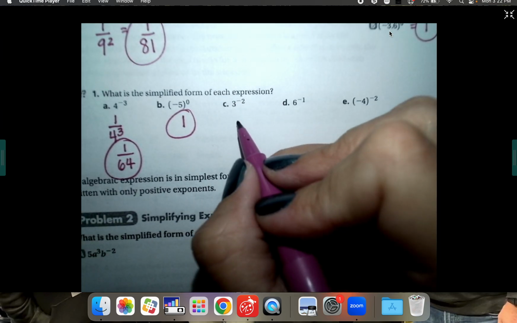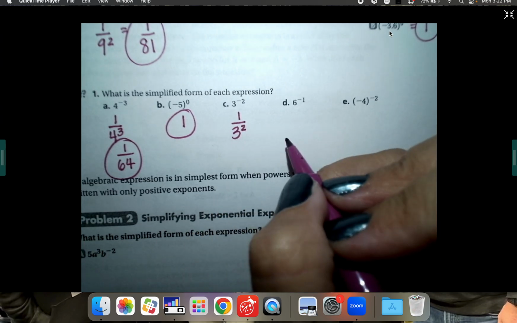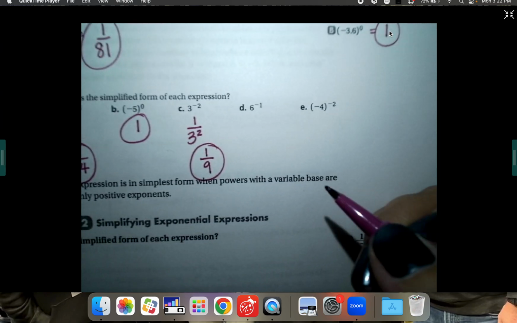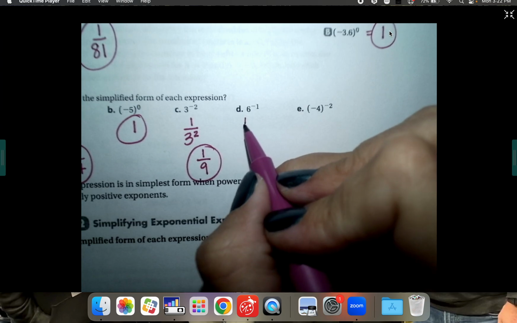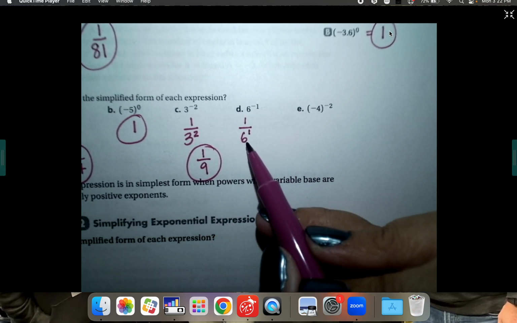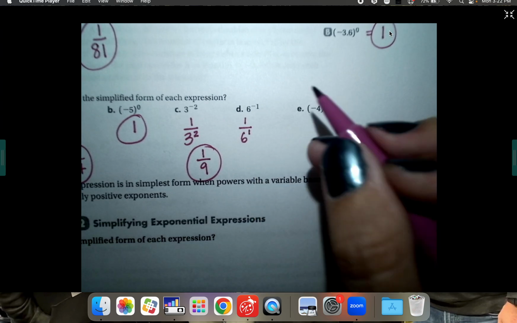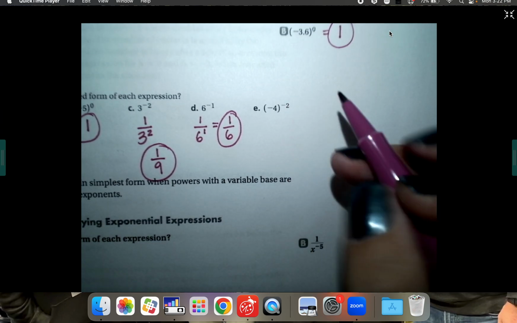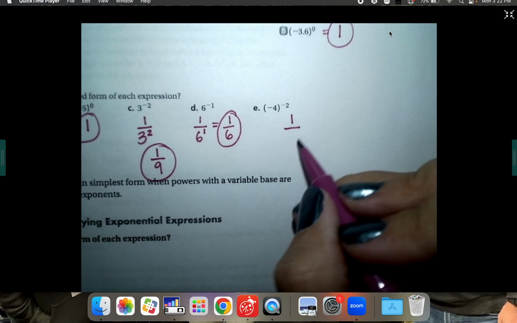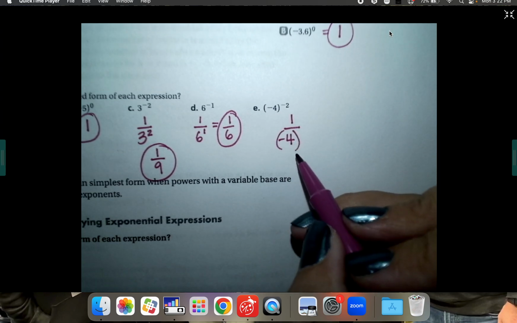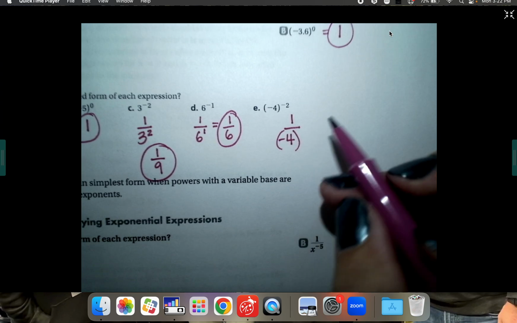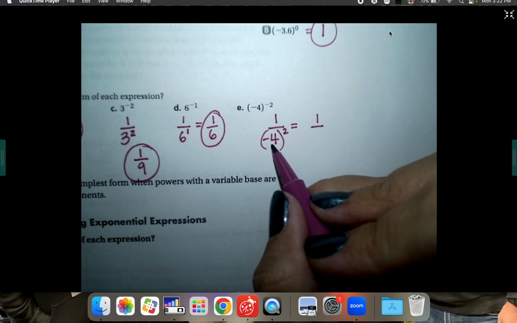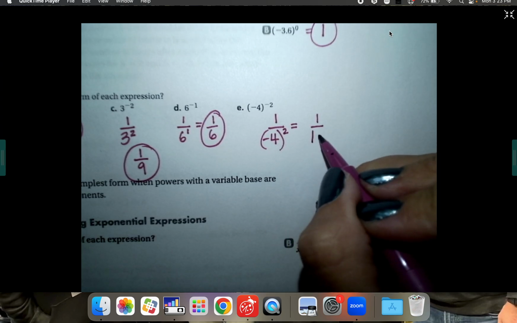3 to the negative 2 is going to be 1 over 3 to the positive 2. And 3 to the positive 2 is 9, so 1/9. Can't have a negative exponent, so it's going to flip to the bottom and become positive. And remember, anything to the power of 1 is just itself. So we're just going to call this 1/6. All right, can't have a negative exponent, so it's going to flip to the bottom, but the base is going to stay negative. The base is still a negative 4, but now when you move it to the denominator, the exponent becomes positive. So we can work that out. Negative 4 squared is negative 4 times negative 4, which is positive 16.